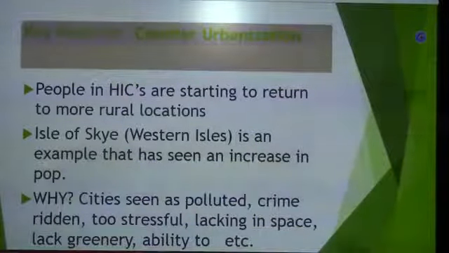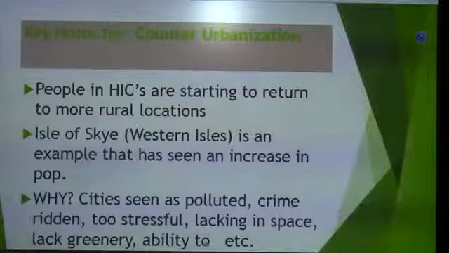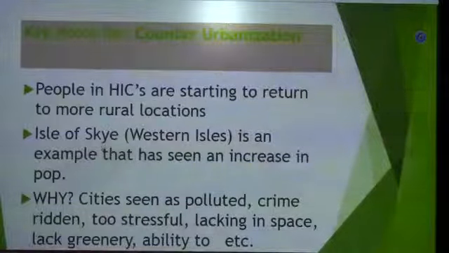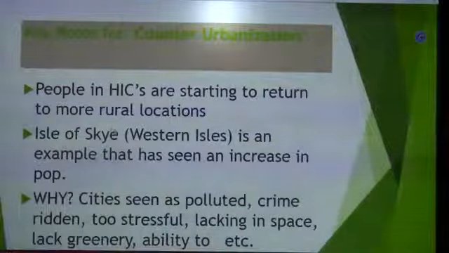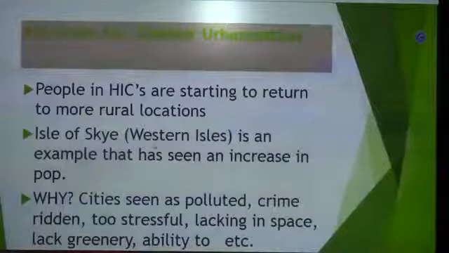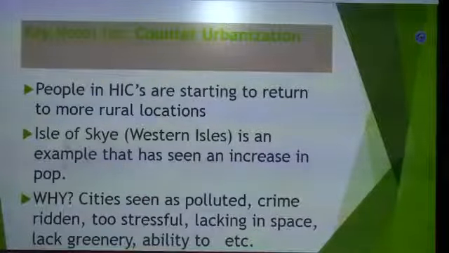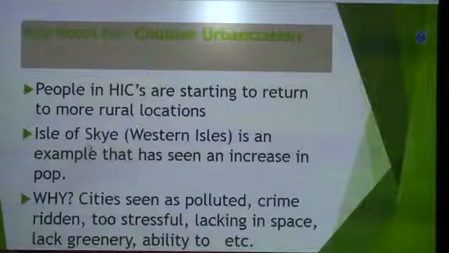Some of the main reasons why people want to leave urban areas is because they're polluted, they could be seen as crime-ridden, too stressful, lacking in green open space, etc, etc. So people are now wanting to move back to those more rural locations. And the Isle of Skye itself, we've looked at the fact that this is the closest island to the mainland. It's now got a decent bridge which allows easy access. If you are to go by boat or ferry, again it's a short journey. And people now with greater technology are able to work from home, so they're able to live in a more rural, idyllic location while still being able to work as well.